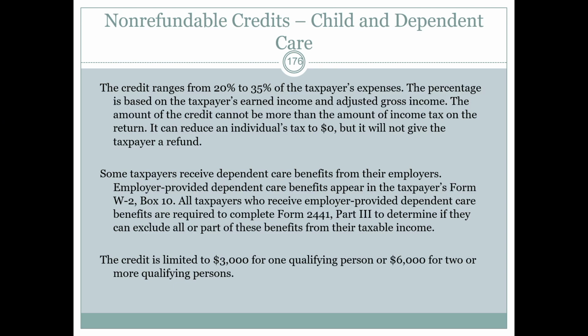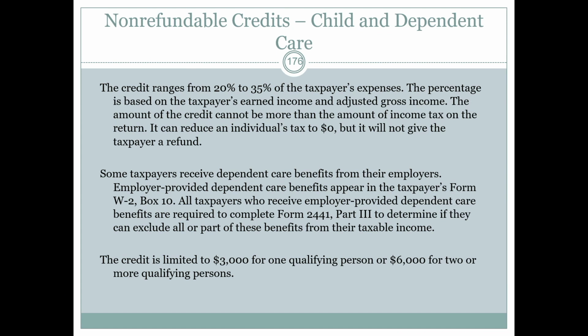The credit ranges from 20% to 35% of the taxpayer's expenses. The percentage is based on the taxpayer's earned income and adjusted gross income. The amount of the credit cannot be more than the amount of income tax on the return. It can reduce an individual's tax to zero, but it will never give the taxpayer a refund.